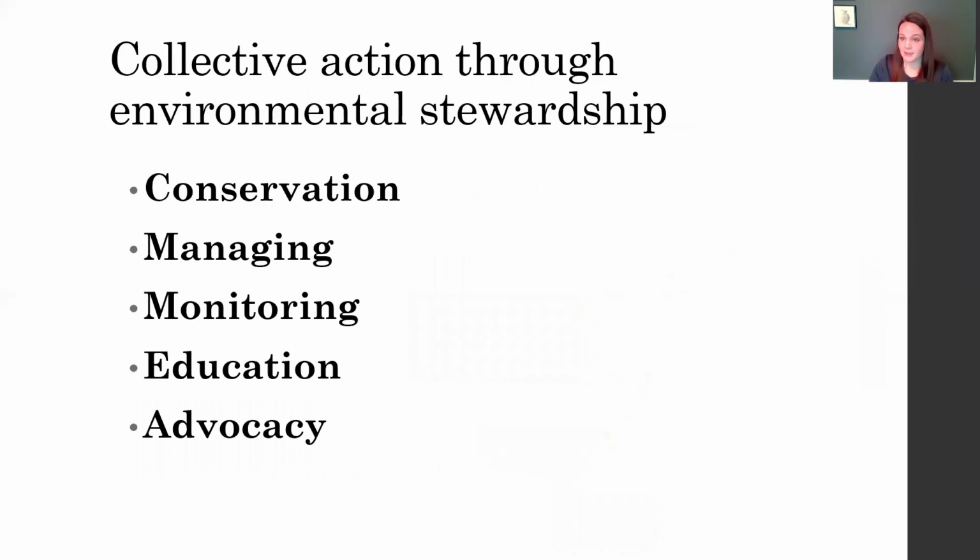So when we talk about collective action, I don't want to just talk about cleanups, because that is great collective action. You're removing those pollutants from the environment. But there are other collective action steps that you can take in promoting environmental stewardship. So conservation, managing, monitoring, education, advocacy. And we'll go into each one of these in a little bit more detail and provide an example of what these look like, because collective action can look a lot of different ways.